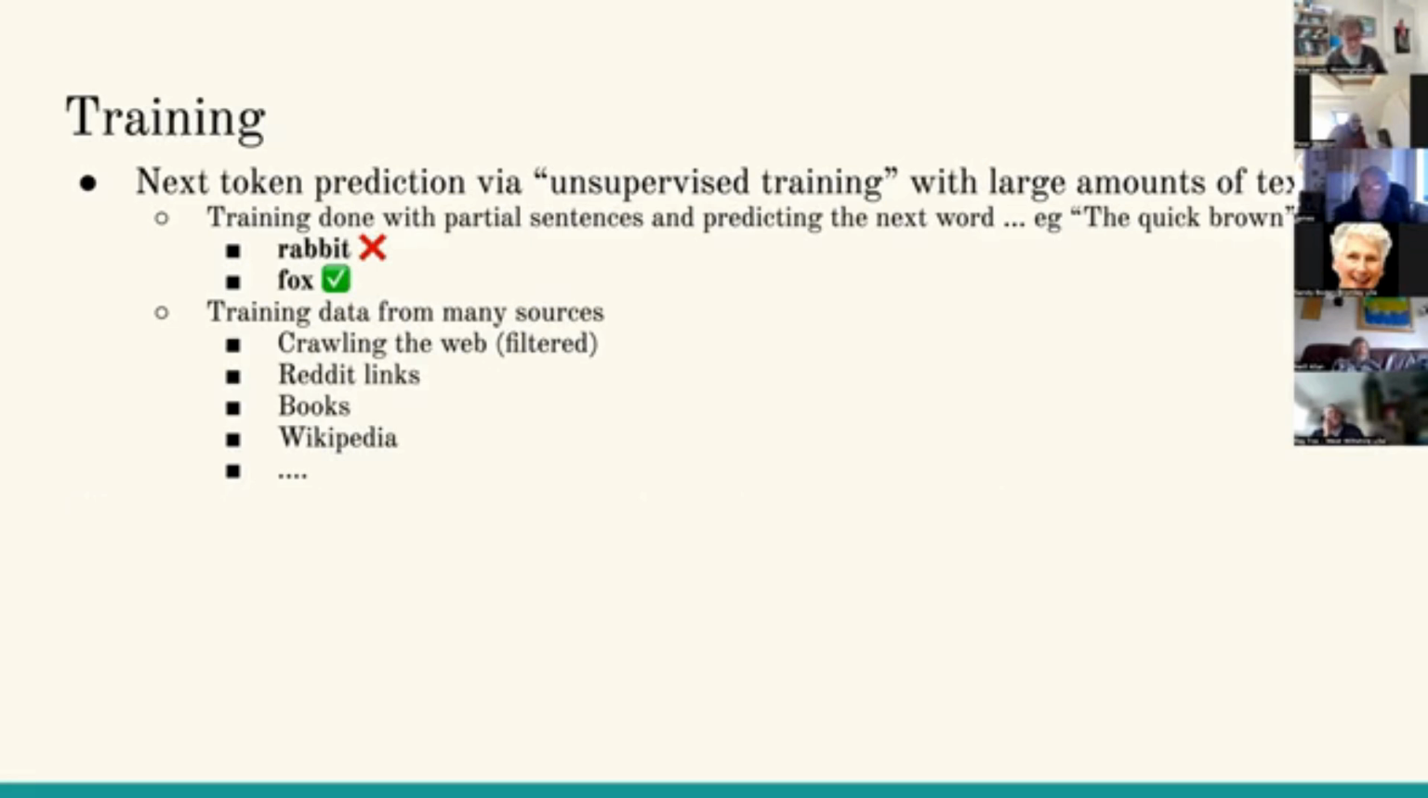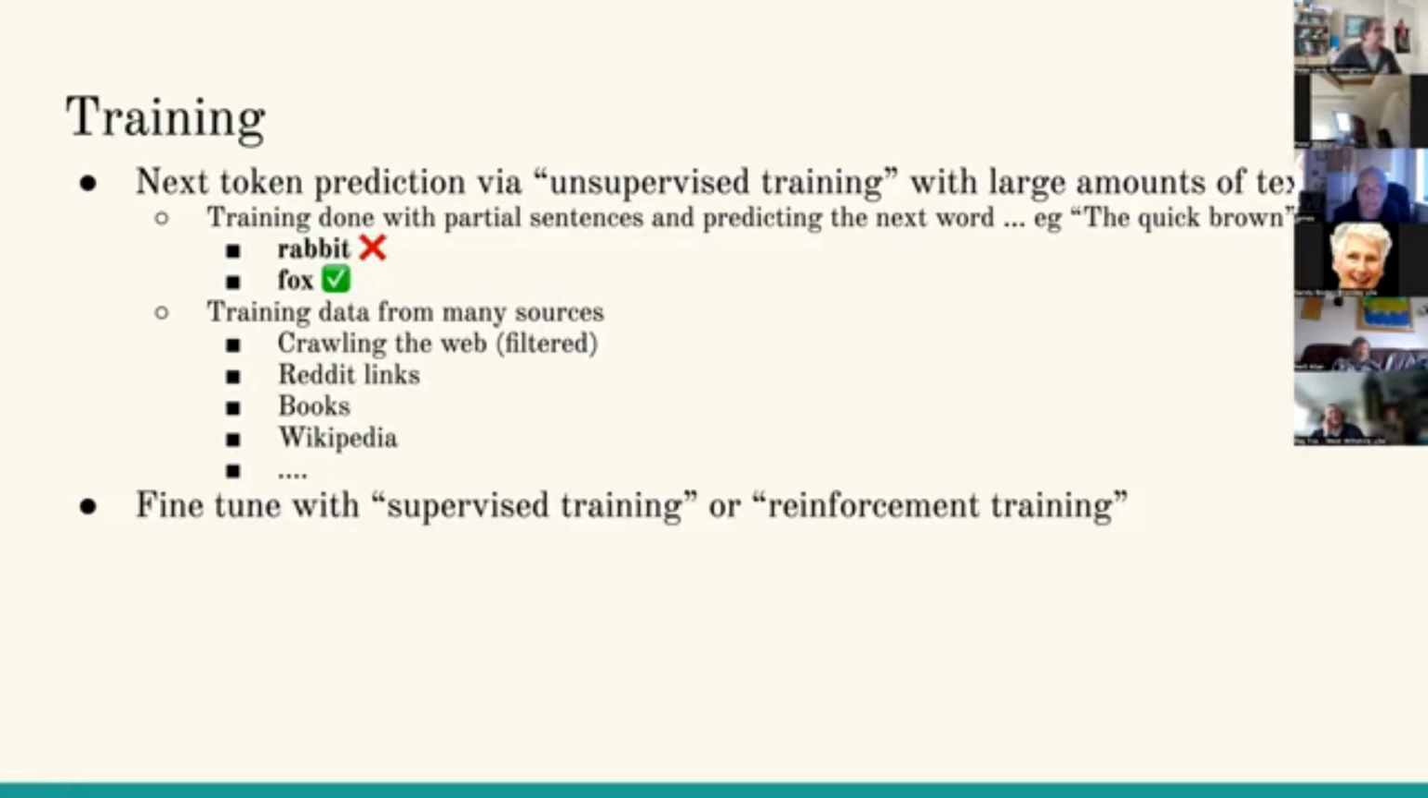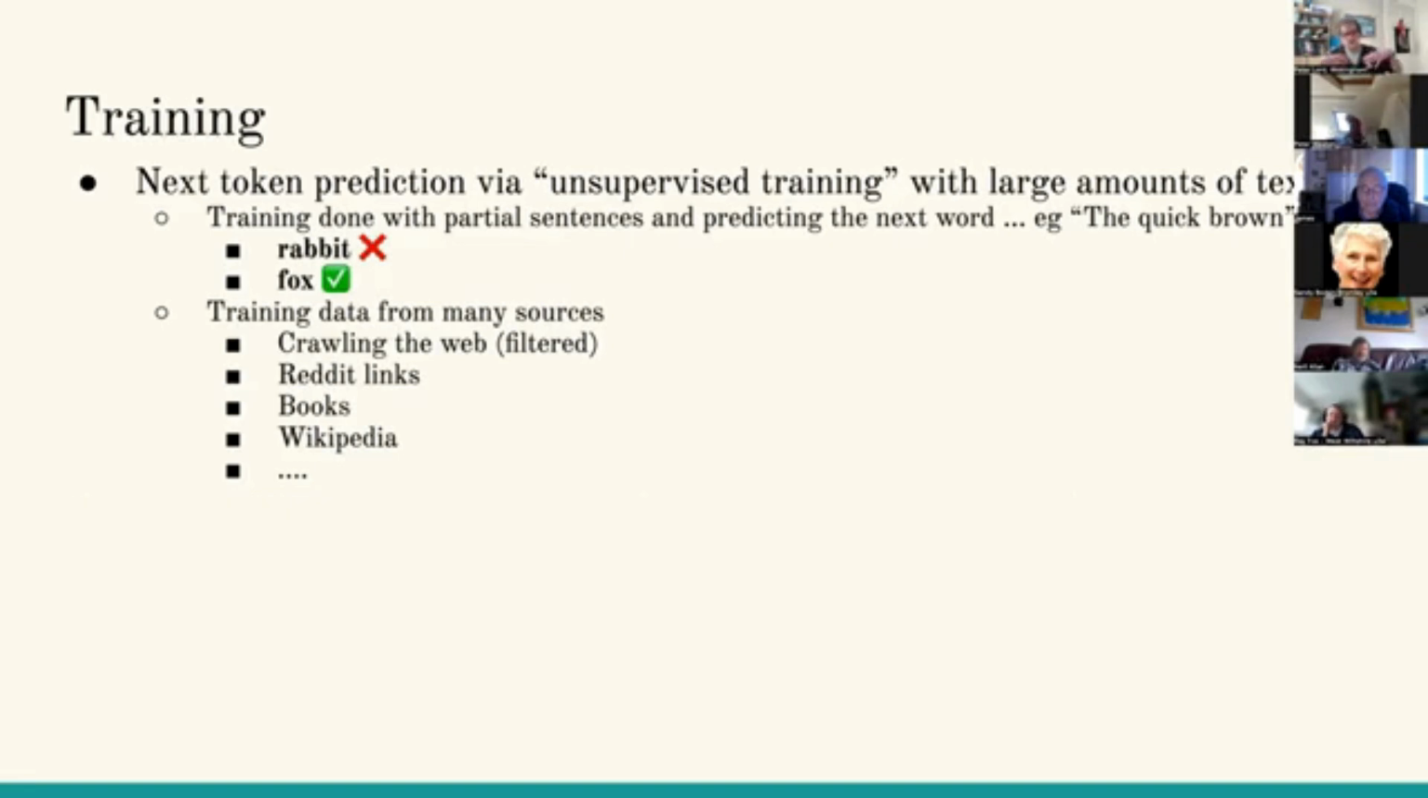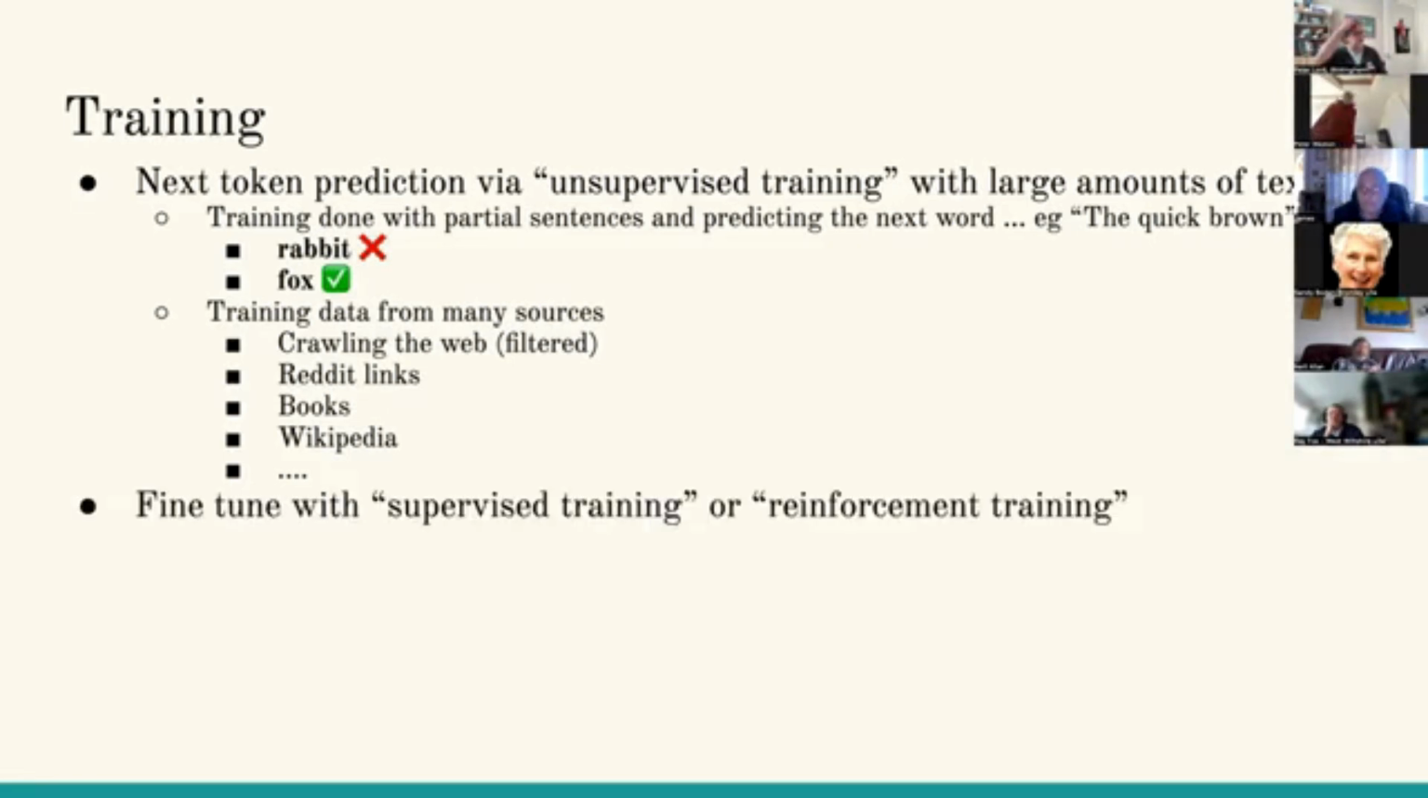And of course, we're going to include books from copyrighted materials and all that sort of stuff. Now, once we've trained our large language models, we've got all these weights set to their values so that it does this next token prediction. We can also fine tune if we want to.